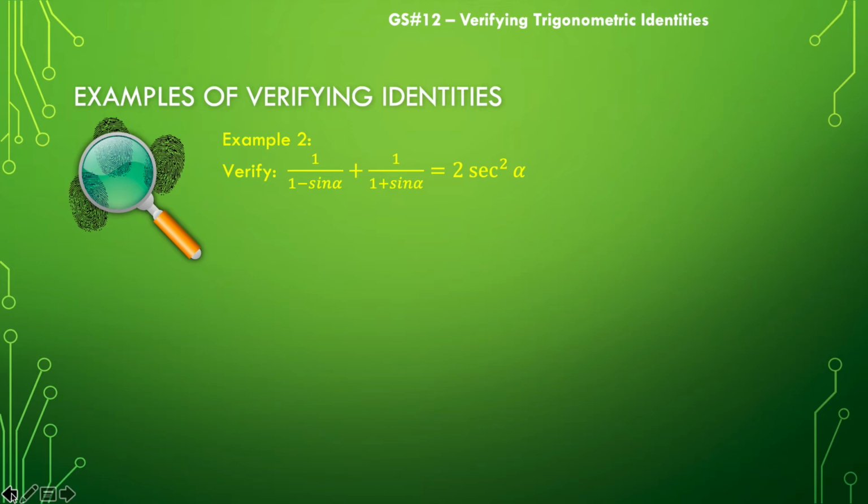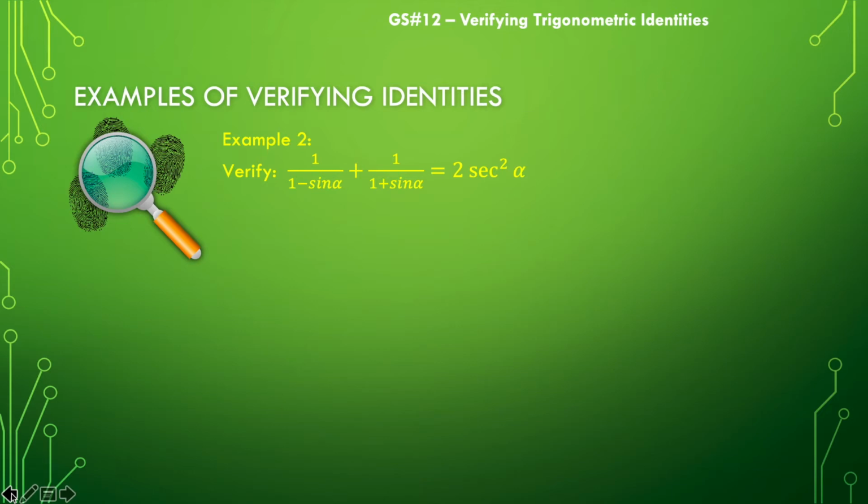Okay, next example. 1 over 1 minus sine of alpha plus 1 over 1 plus sine of alpha. Now, that is all equal to 2 times secant squared of alpha. I know that the left-hand side here is more complicated, so that's where I'm going to focus my attention and try to make it look like the right-hand side.